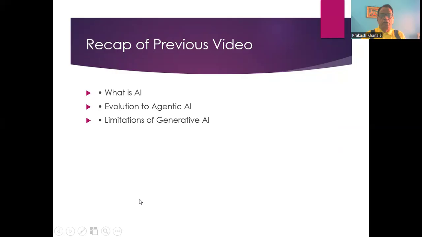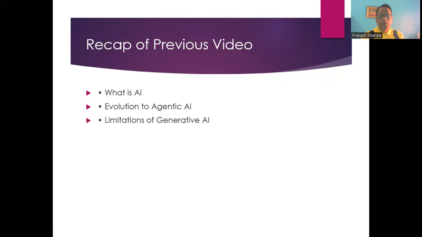In our earlier session, we have already seen what is AI. We know that artificial intelligence is a program with the help of which a computer or machine can perform like a human. We have seen how the AI has evolved over a period of time. In the early days, we had a rule-based system. Then we had the neural networks, and now we have the agentic AI. So the AI has evolved over a long period of time.